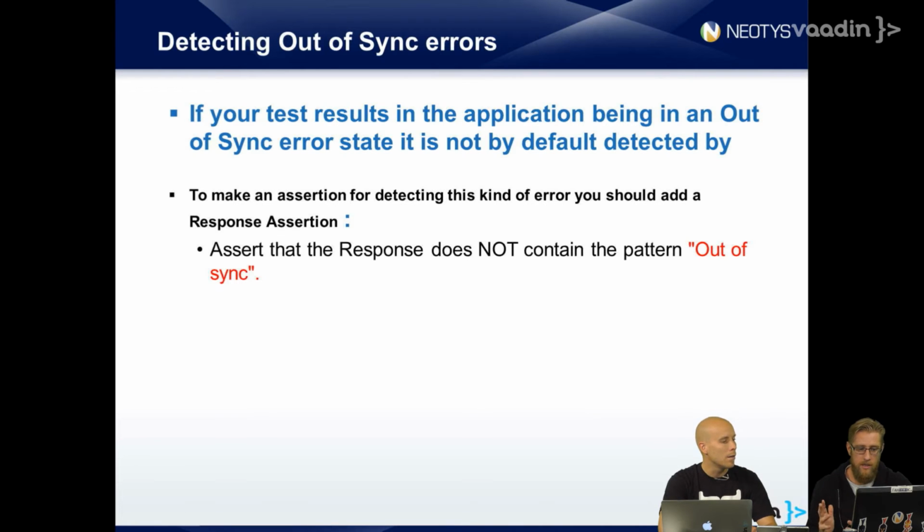So the key to that is to create assertions. Assertions are a functional validation or text control, we can say that. So we will put a text control on each Vaadin request, and we will make sure that the response of my Vaadin request doesn't contain the following pattern, which is out of sync. From my perspective, that will make sure that at least I'm always having a good response.